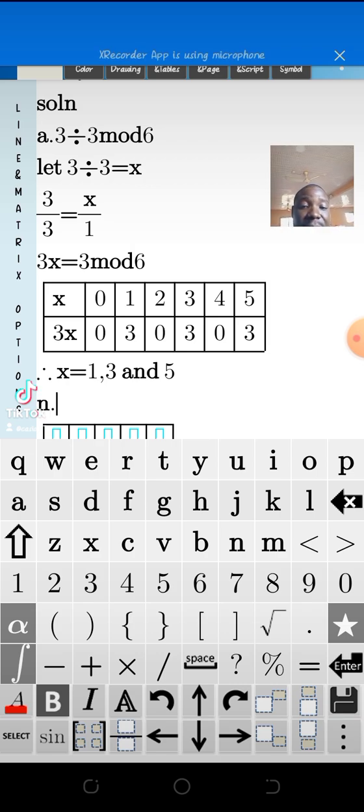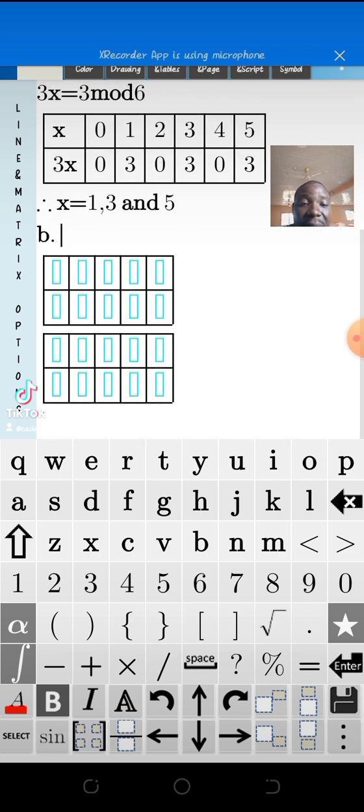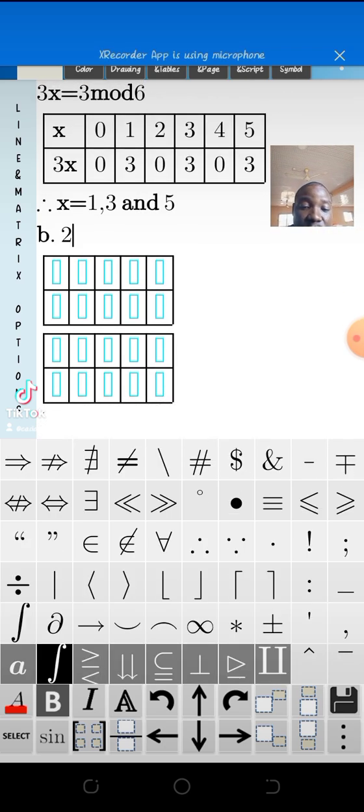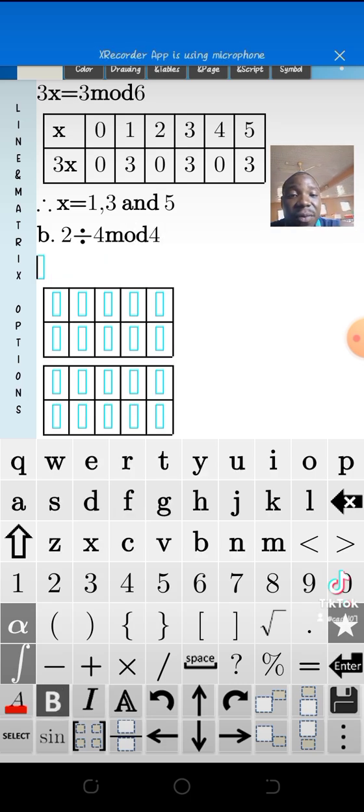Let's quickly look at the b in the same way. All right. So the b, what we have in our question is 2 divided by 3 mod 4. So we have 2 divided by 3 mod 4.